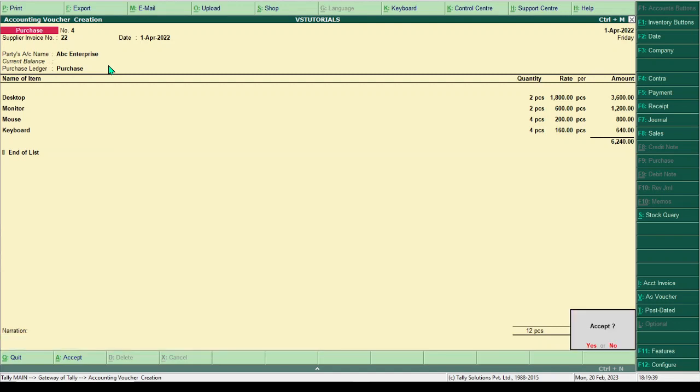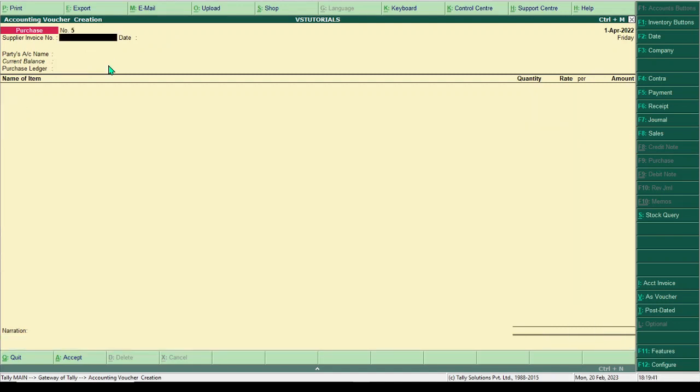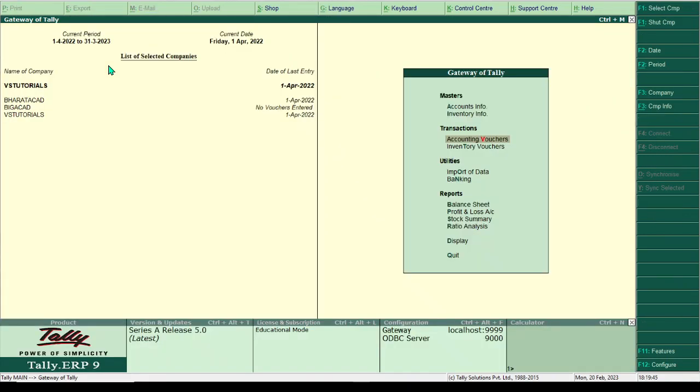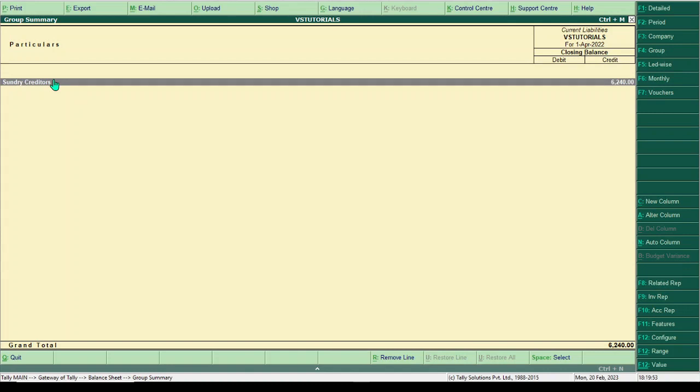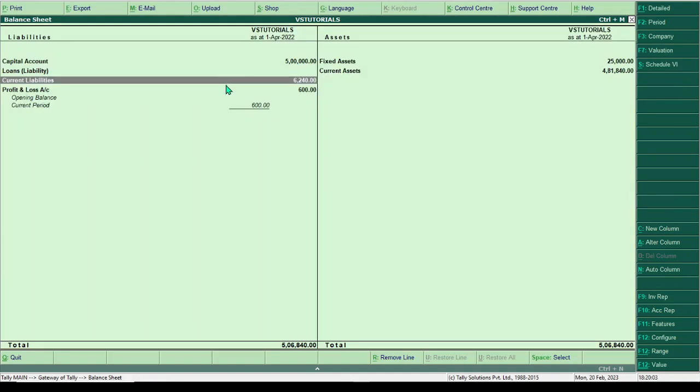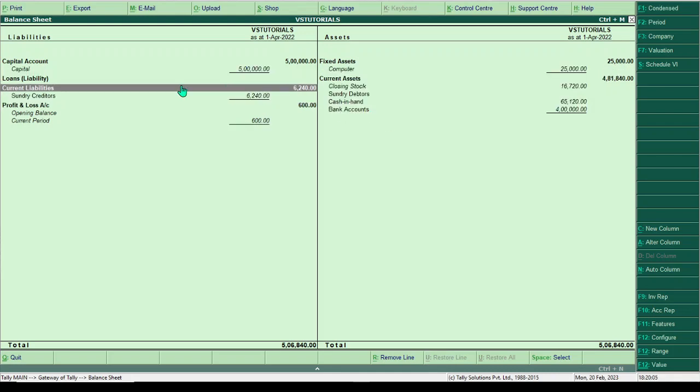So we have bought it under sundry creditor, means we have to pay the amount sometime in the future. So if we go and see our balance sheet, we will find the current liabilities, that is sundry creditor, is 6240, the recent purchases that we have made for our stock. Okay, so ALT plus F1 is this.